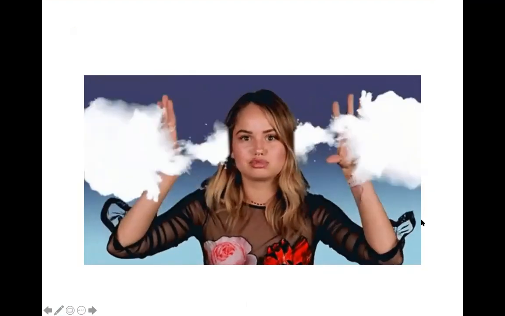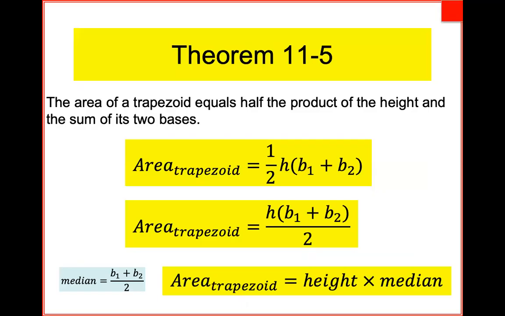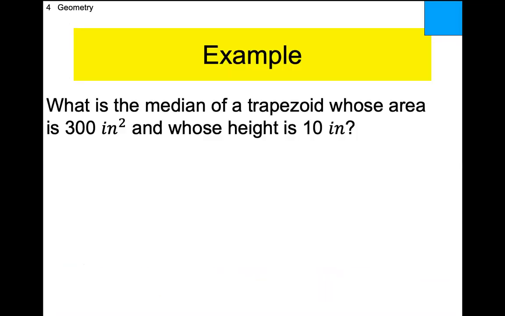For me, this was kind of mind-blowing. The fact that this big, long, ugly formula is just simply the height times the median. It was kind of crazy. I couldn't wrap my head around it, but it actually ends up being true. All right, let's see how this works in real life.